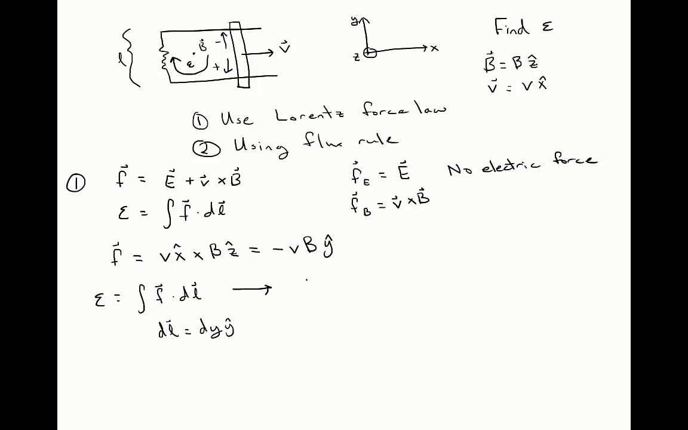All we have to do is multiply the force per unit charge times the length. Right, this is what this integral simplifies to. It's just f times L. So this is just minus VBL. But hold on, let's think about this. Normally when you go around loops, counterclockwise is the positive direction. We're going around in the clockwise direction, so that would be negative. So really there's another negative sign in here. So the sign can flip and you get VBL.